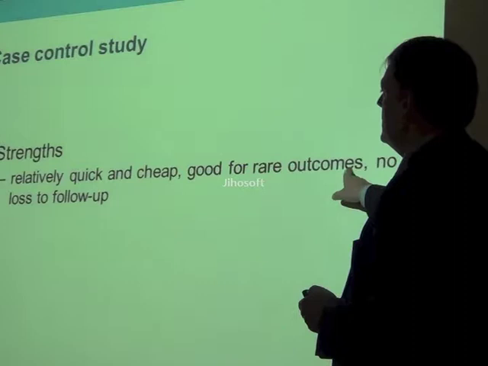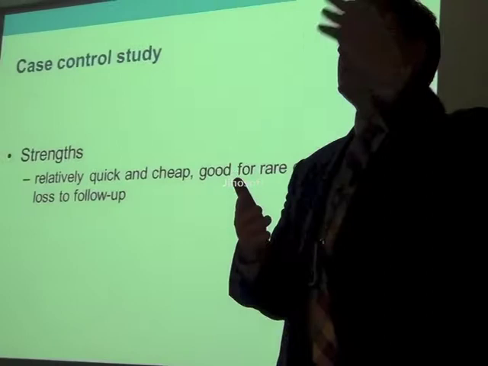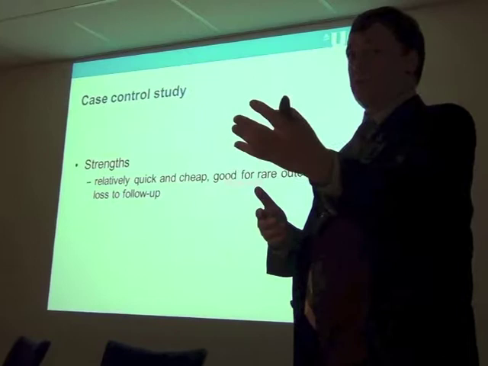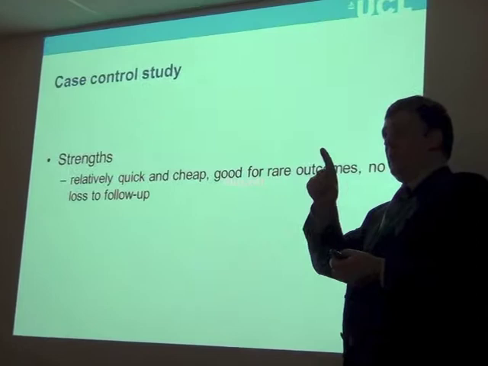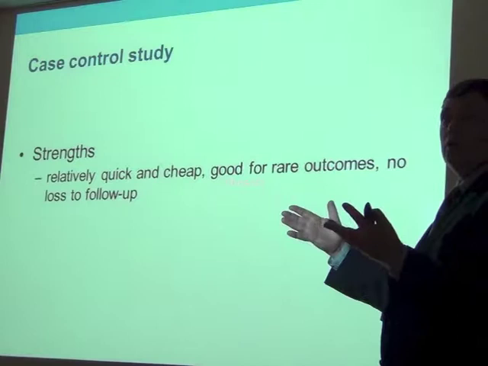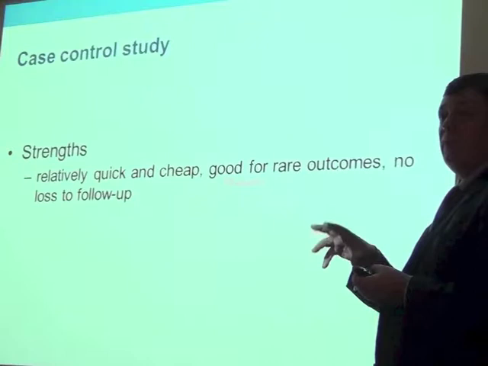They are relatively quick and cheap compared with cohort studies because, of course, the data is always retrospective. So you're either asking women, going back to notes, or going back to some other source of data, but it's already happened. Cohort studies were good for rare exposures. This is good for rare outcomes, because you can get all the women who've got this particular outcome and then choose a group of women who haven't got that outcome and then look back at the exposure.